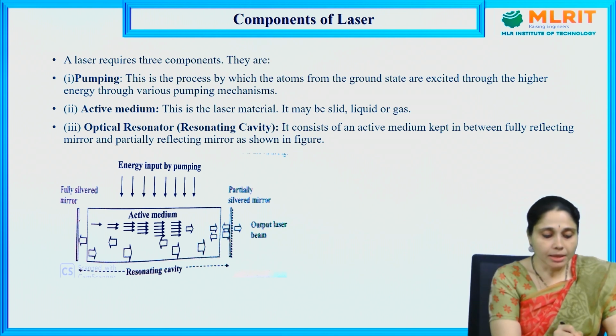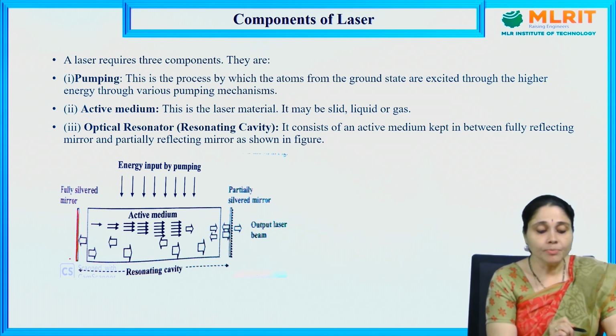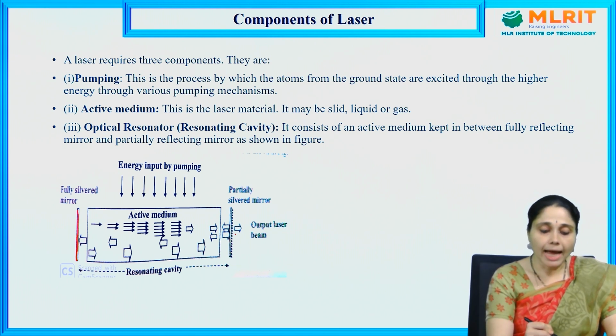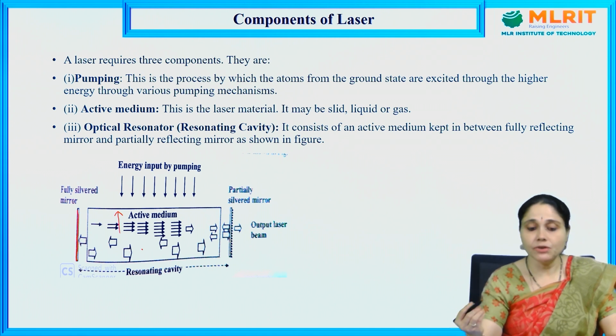One is a fully reflecting mirror, and the other one is a partially reflecting mirror. See here, the first one is the fully reflecting mirror, which is coated, and this is the partially reflecting mirror. The excited atoms in the active medium come to the ground state, and the laser will be produced, and some amount of radiation will be produced.